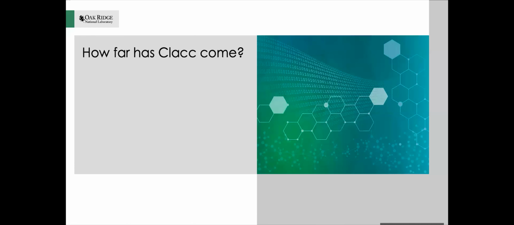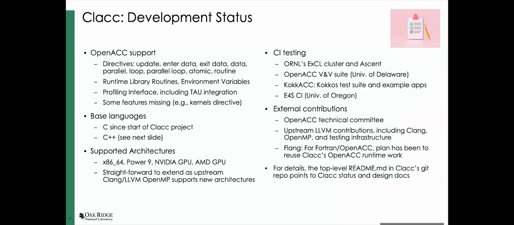Now, what is the current status of Clacc's OpenACC support? Clacc supports OpenACC's most critical features, including many directives, runtime library routines, environment variables, and the OpenACC profiling interface, which has been successfully integrated with Tau. Clacc is still missing some notable features. For example, it does not yet support the kernels construct, and async wait support is still under development.